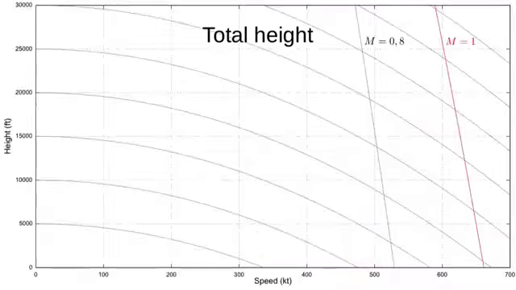Total height can be easily represented in a speed-altitude diagram. Here, we can see that flying at ground level at 570 knots gives us the same total height as flying at 15,000 feet at zero speed.